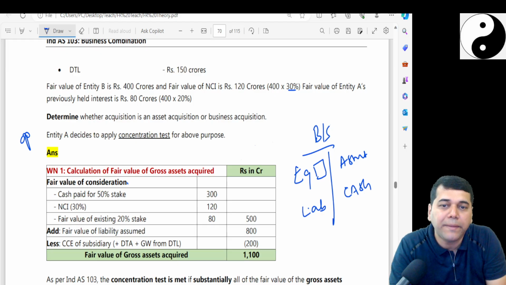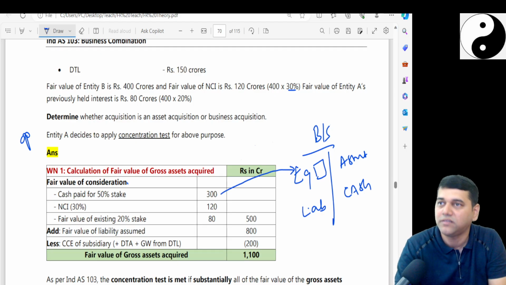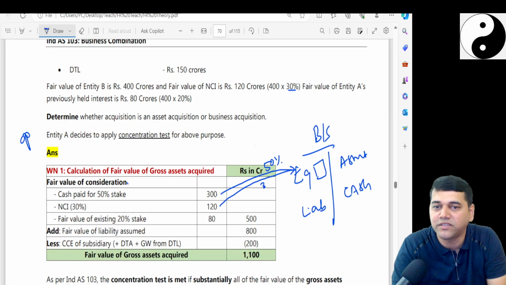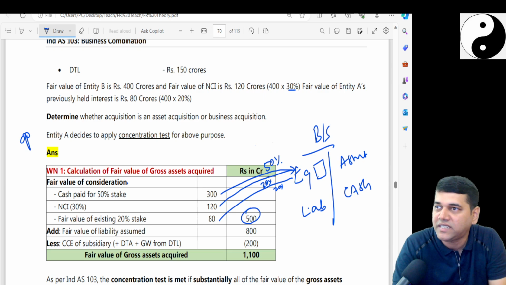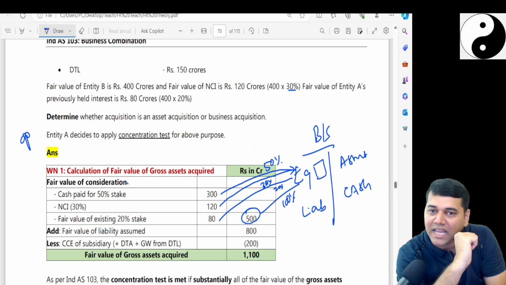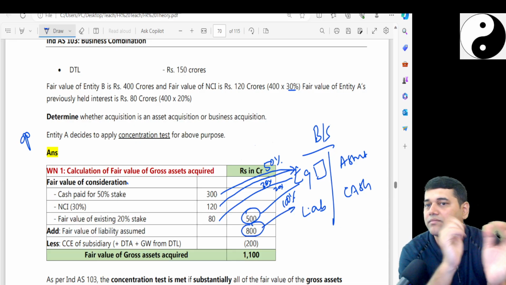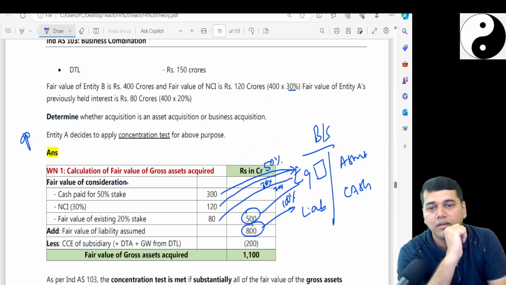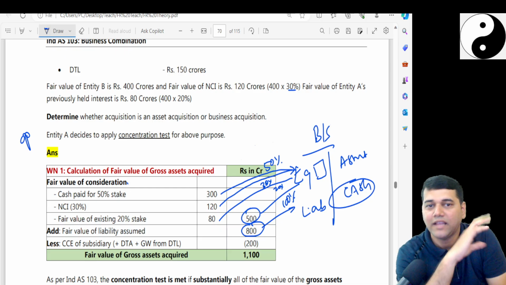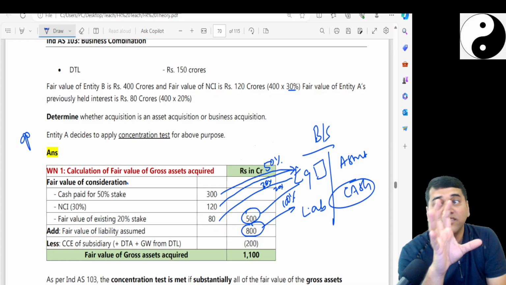Now, I have paid 300 crores to get this balance sheet. But this is only 50%. Then another 20% is this, 30% is this, another 20% is this. So this 500 represents 100% of equity. Plus, I will take the liability also. I will minus this cash. What is left? I got the assets.